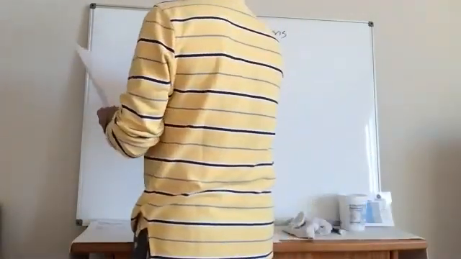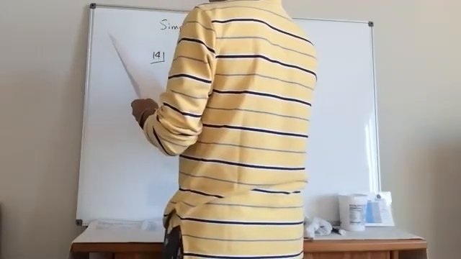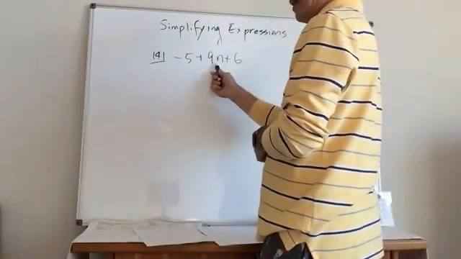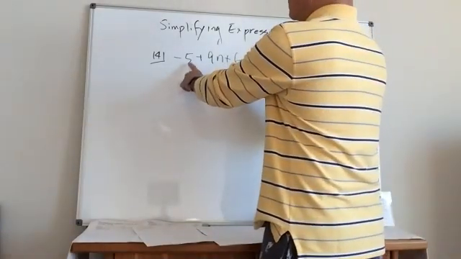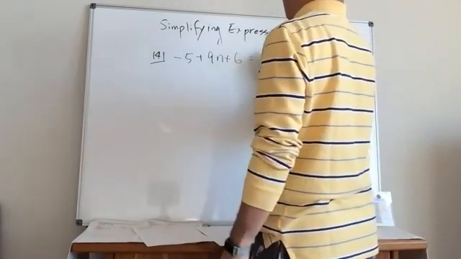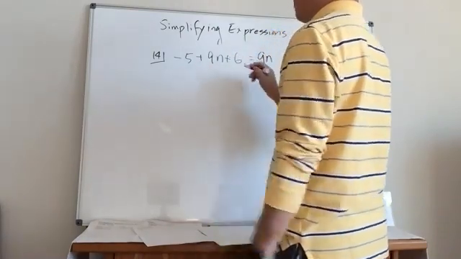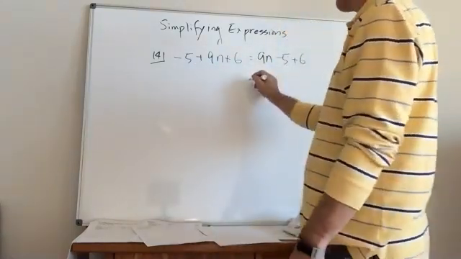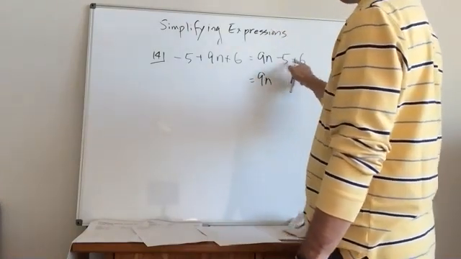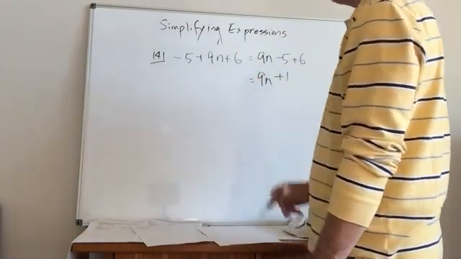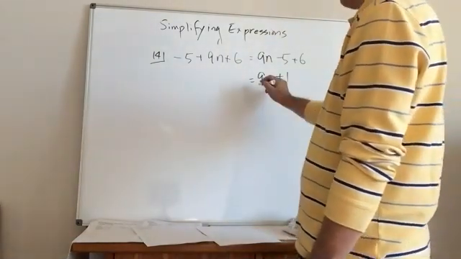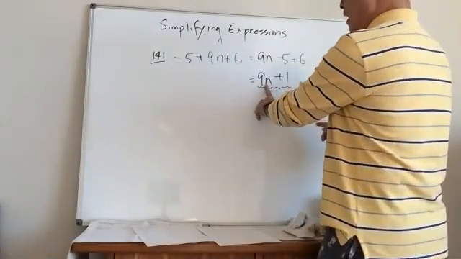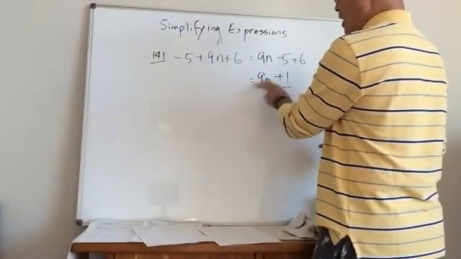I have -5 plus 9n plus 6. This one has an n. These two do not. So I'm going to just keep the 9n because I can't combine that with anything else. Then I have -5 plus 6, and I get plus 1. Okay? Now I cannot combine these together. This is it, right? Because this has an n. This does not have an n. I cannot combine these two together.